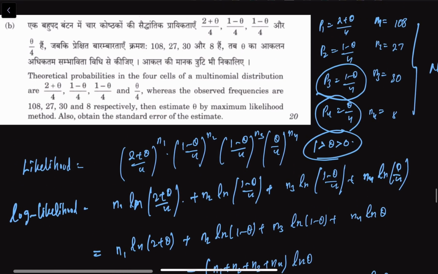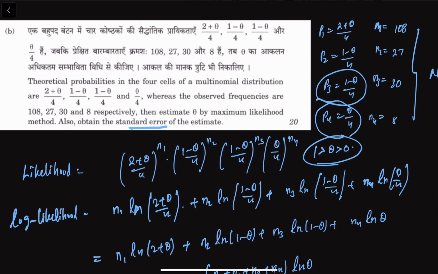So that's the standard error and the maximum likelihood estimate of theta for this multinomial distribution with theoretical probabilities in terms of theta. That's it for this video. We'll meet in the next video.